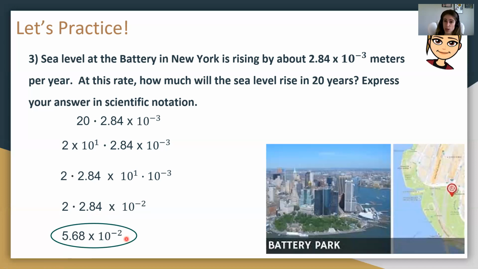Now, is this one in proper scientific notation? Yeah, it is, because 5 falls between 1 and 9. So because of that, I don't have to do any extra steps at the end. This is my answer. So in 20 years, in Battery Park, New York City, the sea level will be higher by 5.68 times 10 to the negative 2 meters.